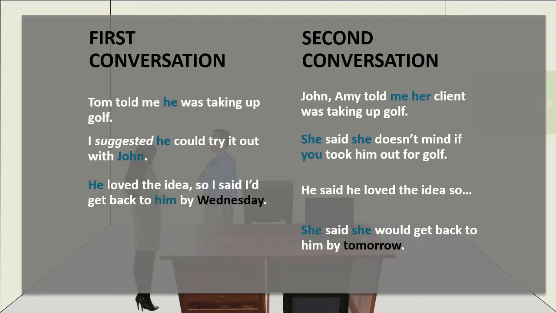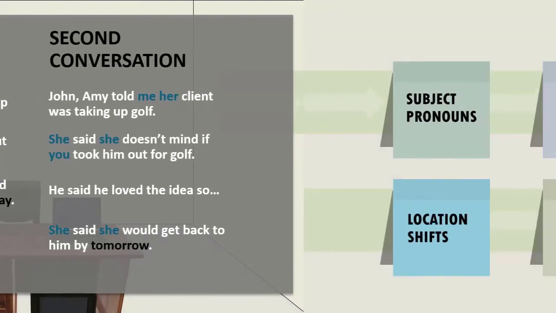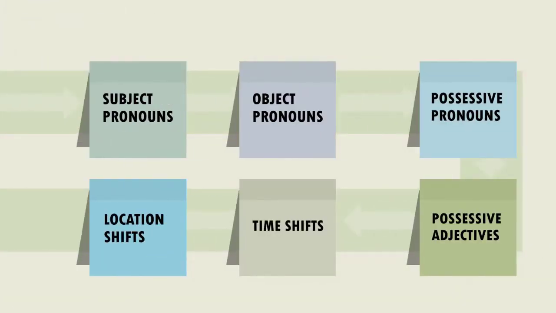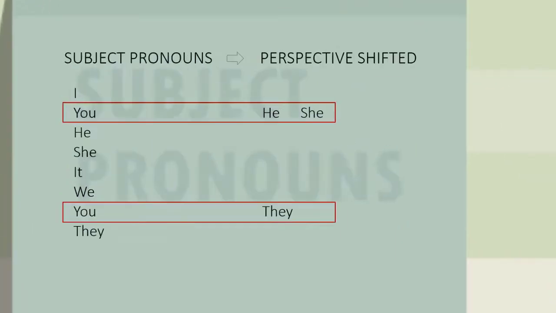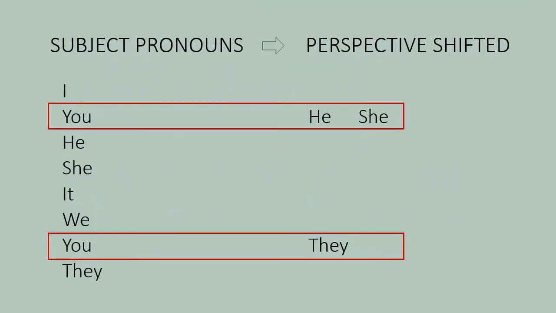Now, let me just bring up a table that shows the most common perspective shifts. When we do reported speech, we shift subject pronouns, object pronouns, possessive pronouns, possessive adjectives, expressions of time, and mentions of location. I'll just do a quick review of some of these shifts to give you a better idea of how it works. So just a quick rundown of the subject pronouns: I, you, he, she, it, we, you, and they. Generally, the second person is the one that shifts. You often becomes he and she, or in the plural, they.